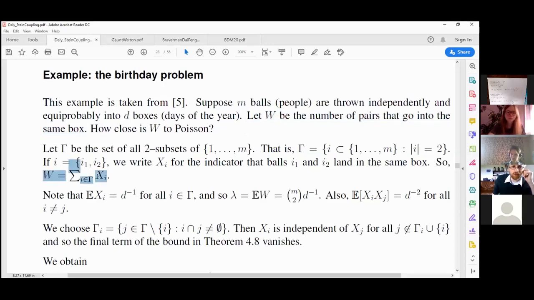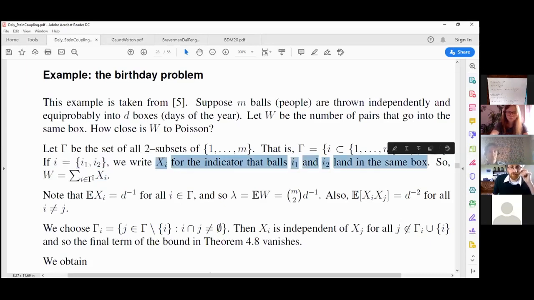All I'm going to do is look at the pair. Each term in this sum is going to be a pair of balls, and then I'm going to look at the indicators that say that pair ended up in the same box. So I've got a pair i1, i2. My xi is an indicator that they end up in the same box. So just the sum of those indicators is counting how many of those pairs ended up in the same place.